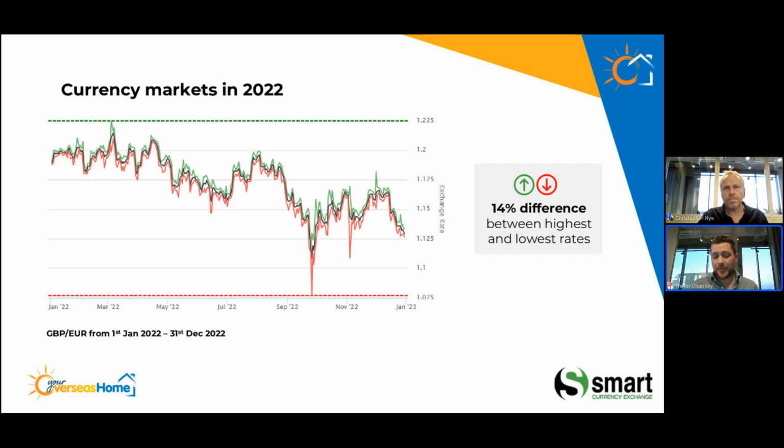But as you can see, last year, from the highest exchange rate of the year to the lowest exchange rate of the year, which was achieved in September after the tragic mini budget, there was a 14% difference between the top and the bottom. Just to put that into context, if you look at the average over the last 4 years, one would expect on sterling euro to see a variance of 10% between the top and the bottom. That's the norm on an annual basis. But 14% last year is particularly volatile.